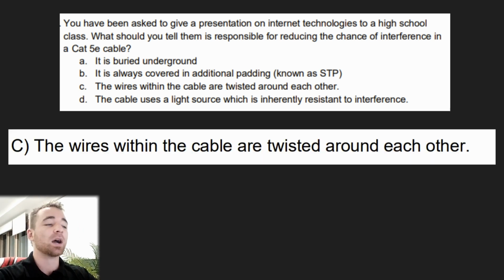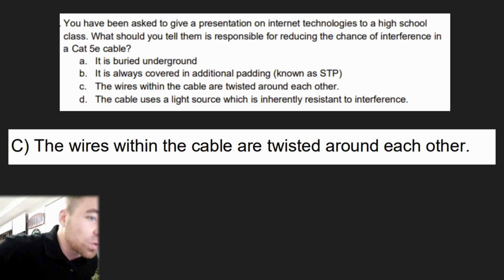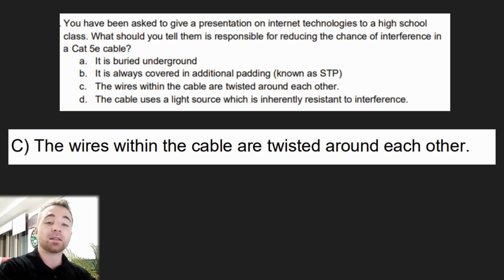The answer is C. The wires within the cable are twisted around each other. That was one of the first things we talked about in this video so far. Okay, the wires are twisted to limit that interference. They're always moving away from sources of interference. Okay, so definitely understand that concept.